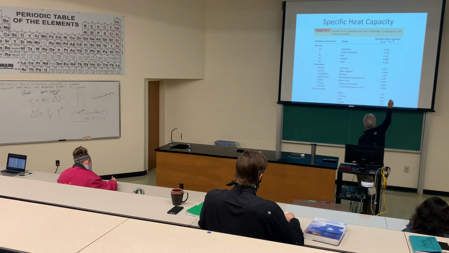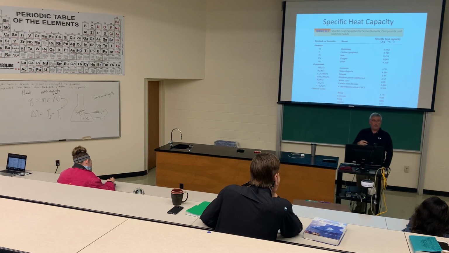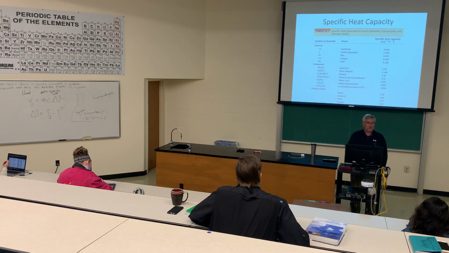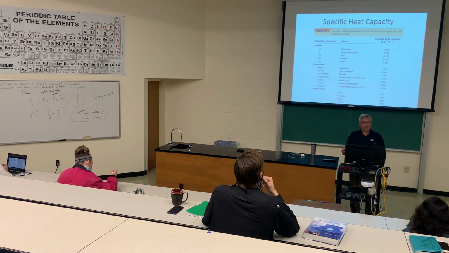And so anyway, now if you move down here, you find water ice, it's 2.06 versus the 4.184 joules per gram per degree C. And so the solid water doesn't have as high a heat capacity as the liquid. You guys with me? So it takes less heat to change the temperature of ice than it does to change the temperature of liquid water.